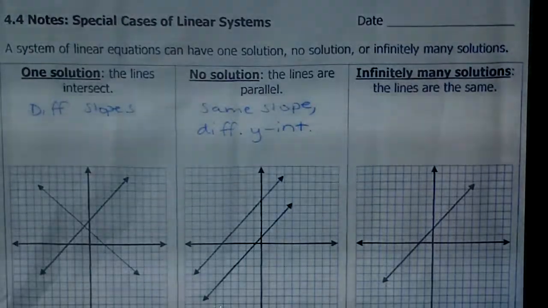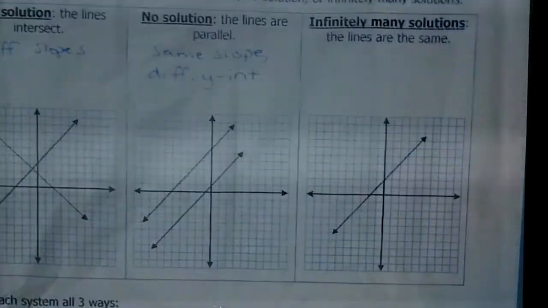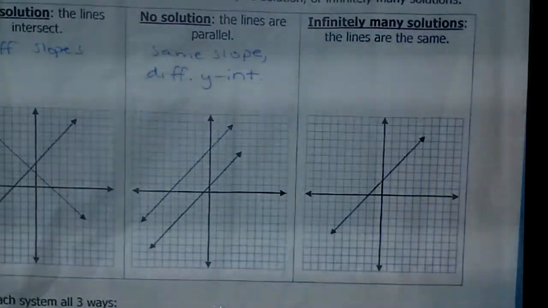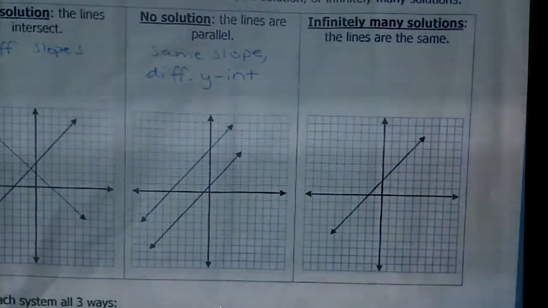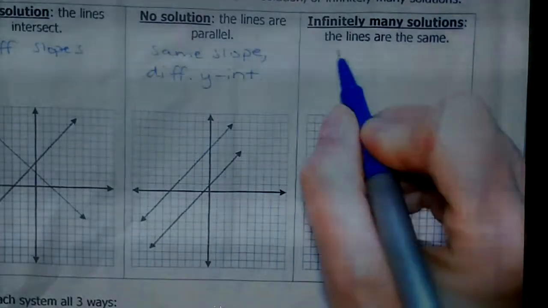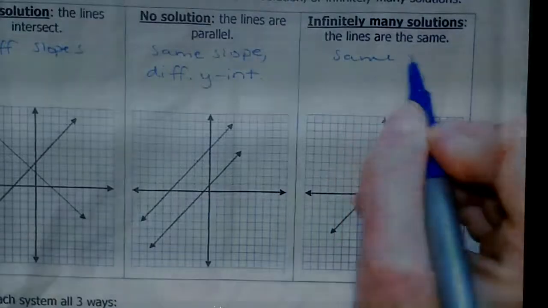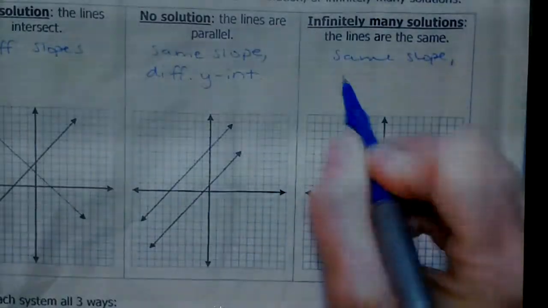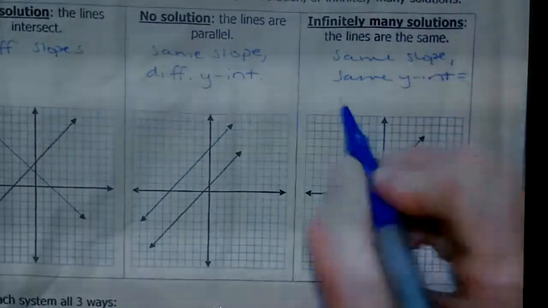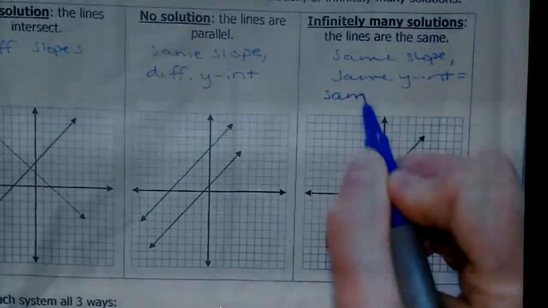Alright, finally with the infinitely many, I know you can't really tell by looking at it, but there are actually two lines here. One line is right on top of the other. Why? Because they end up being the same exact equation, meaning they have the same slope and the same y-intercept. And that means that they are the same equation.